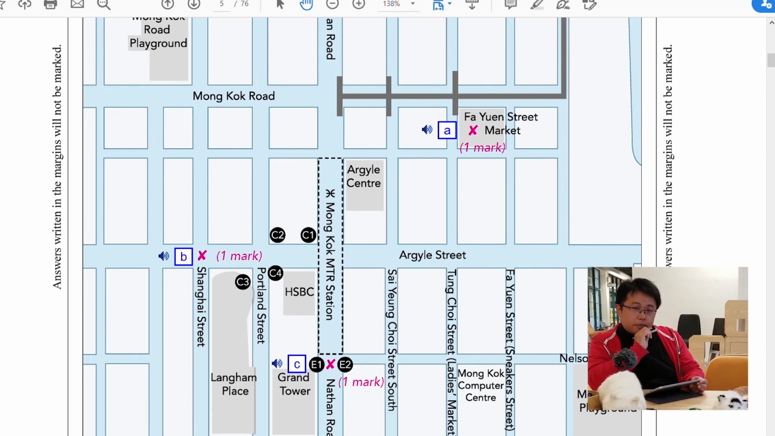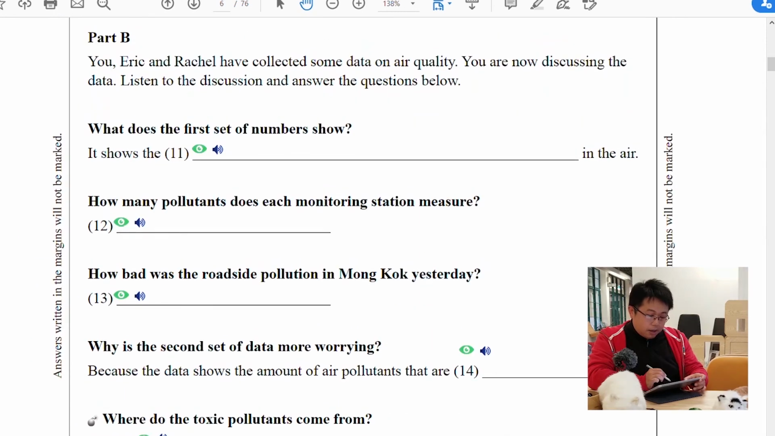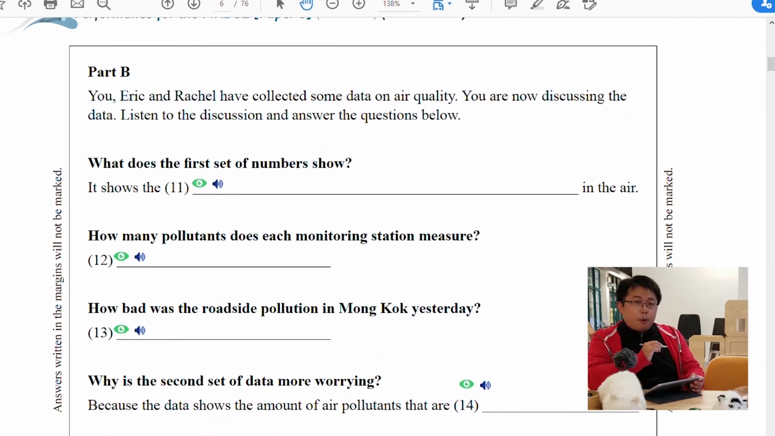"Yes, that's the Fa Yuen Street Market. There are always a lot of people passing by. I think we can put a station inside the Fa Yuen Street Market. What do you think?" "Good idea." So this time it's inside the Fa Yuen Street Market. So you put the cross inside the gray area. So here concludes part A of task 2. How about part B? Okay, so this comes to part B.